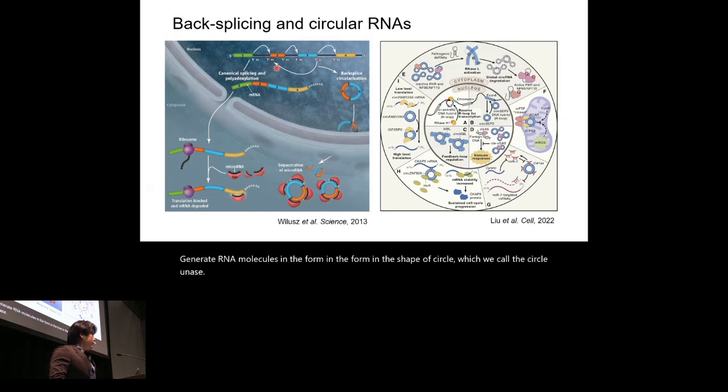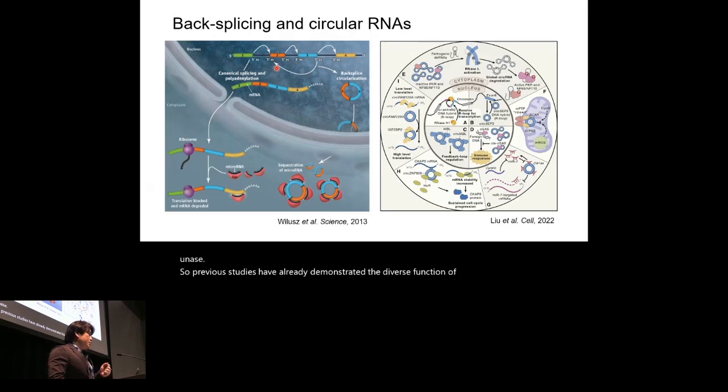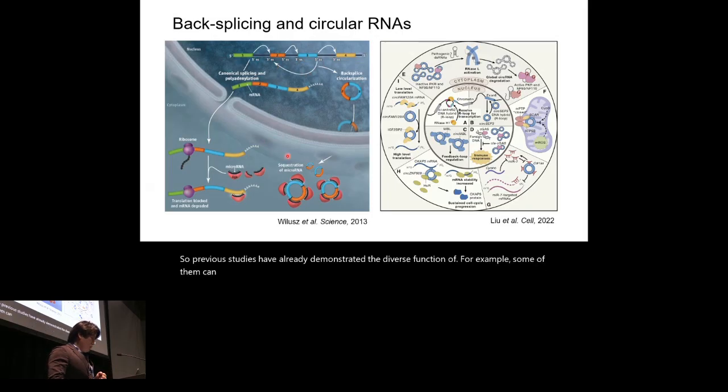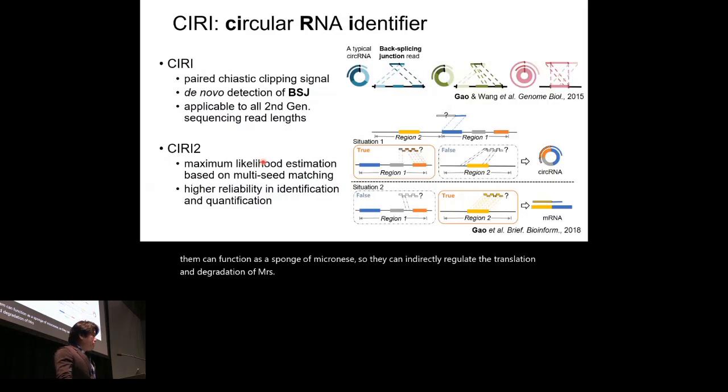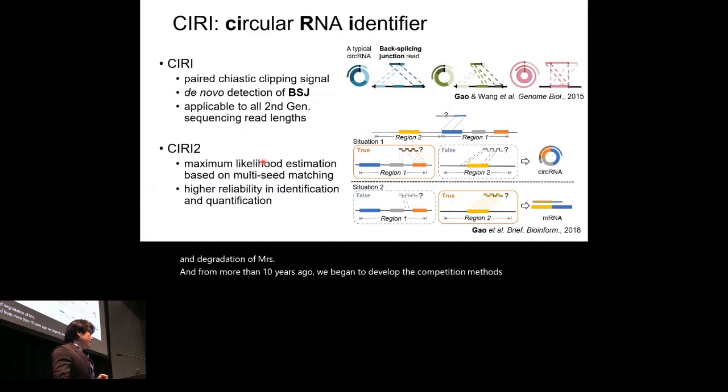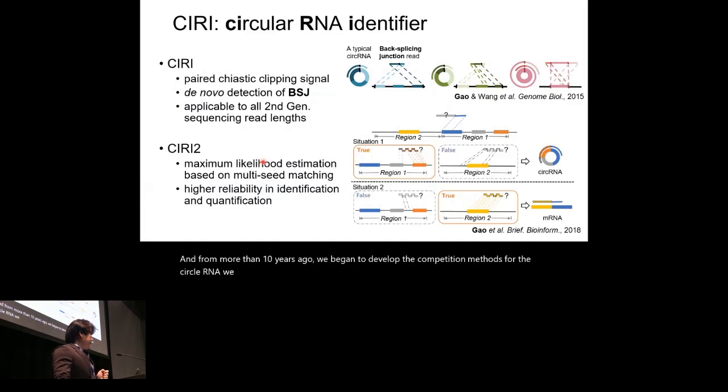Previous studies have already demonstrated the diverse functions of circular RNAs. For example, some of them can function as a sponge of microRNAs, so they can indirectly regulate the translation and degradation of mRNAs. More than 10 years ago, we began to develop computational methods for circular RNA. We have a tool series called CIRI. CIRI can do the de novo detection of back-splice junctions, BSJ, from the RNA-seq data.